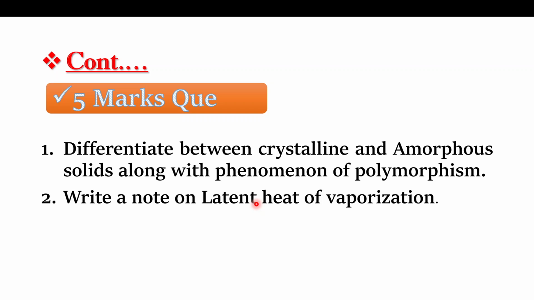Next, move forward to the 5 mark questions. So in 5 mark questions, one distinguish is very important, that is the distinguish between crystalline and amorphous solids. This question is very important for 5 marks, and can be repeatedly asked many times. Prepare well for this question. Next is write a note on latent heat of vaporization. The term latent heat is in chapter first, unit second, which will be important for 5 marks.